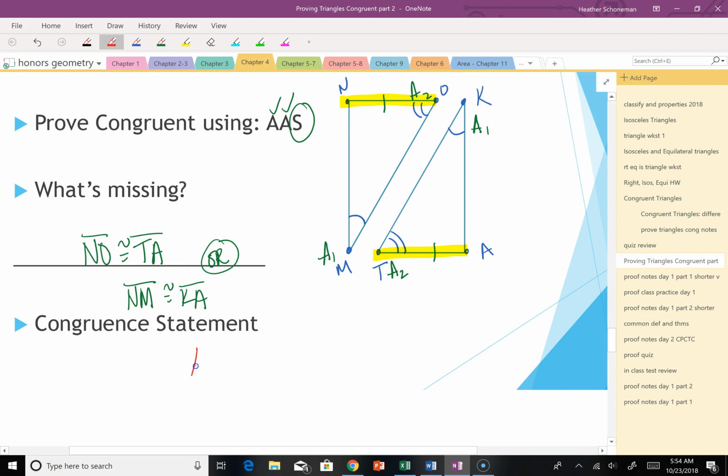All right, let's write a congruent statement. I'm going to start with M and O. Well, M is angle 1, so M has to match with K. N is the blank, so that's going to match with A. And T is double, so that's going to match with O.